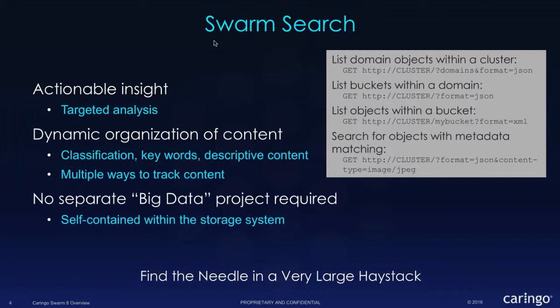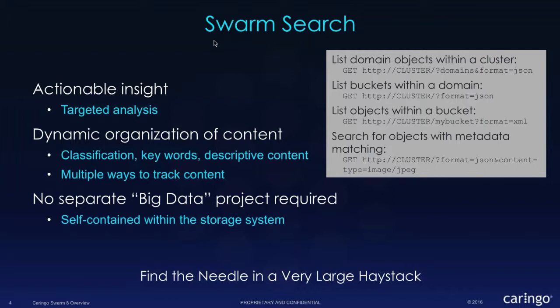So within Swarm, you can classify on keywords, descriptive content, multiple ways to track content, and because now this is all integrated, you really have no need to, for instance, migrate your data to a separate big data database to do any kind of analysis. It's all contained within the storage system.